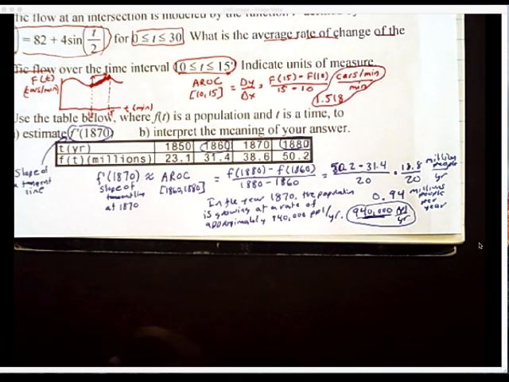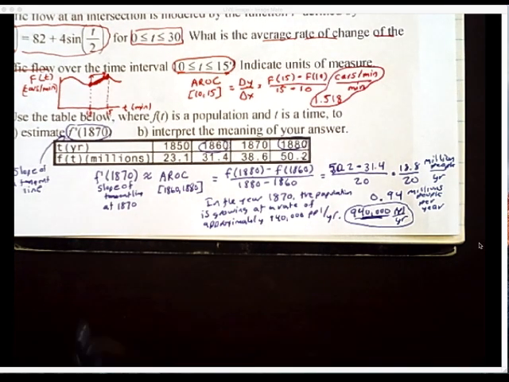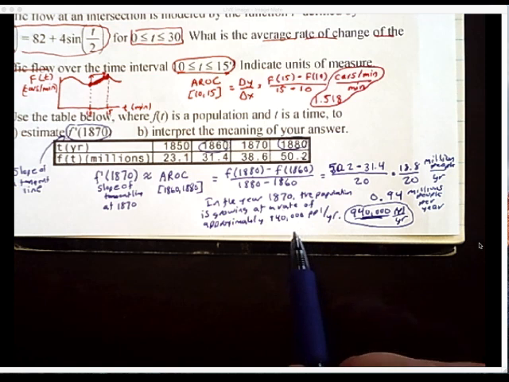Or you could say the average rate of change between the years 1860 and 1880. During that 20-year span, the average rate of change, or the average growth of the population, was 940,000 people per year.